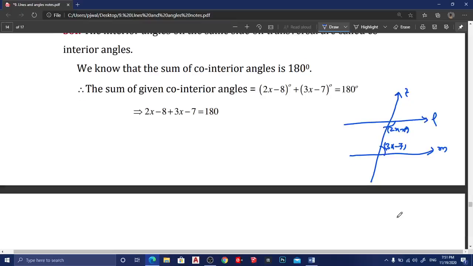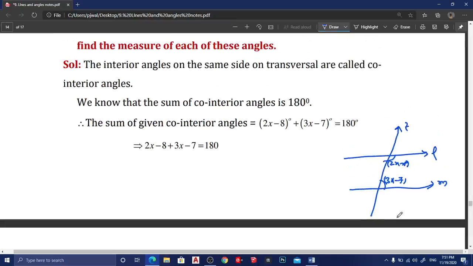So now you can clearly understand how to solve this problem. What is the property of the co-interior angles? The sum of the co-interior angles is always 180 degrees. So you can write this as 2x plus 8 plus 3x minus 7 is equal to 180 degrees. By adding these two, you can write: 2x plus 3x is 5x, and 8 minus 7 is 1.